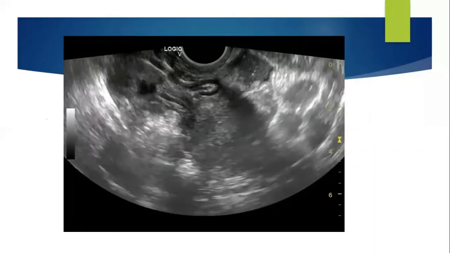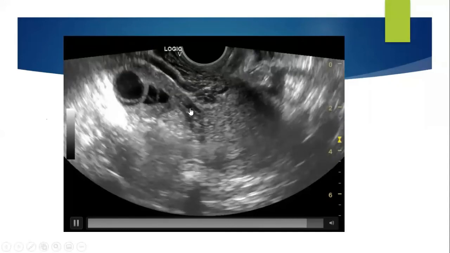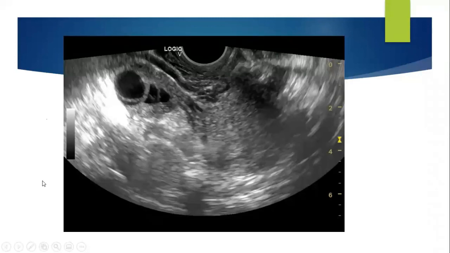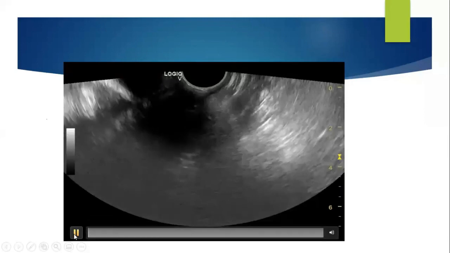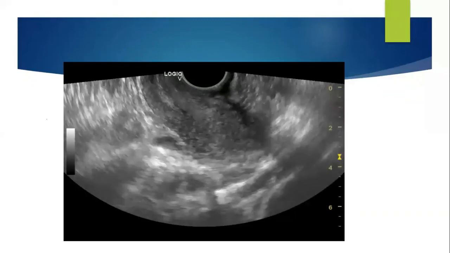You'll be able to identify ovaries so well with the help of this ovarian ligament. Can you see this ovarian ligament? If you just follow the uterus from the transverse section and follow where the ovarian ligament is, you will never be able to miss the ovary. So all these videos I want to show you.